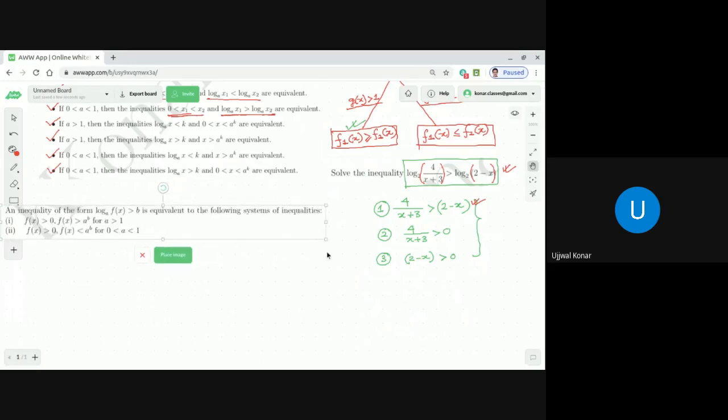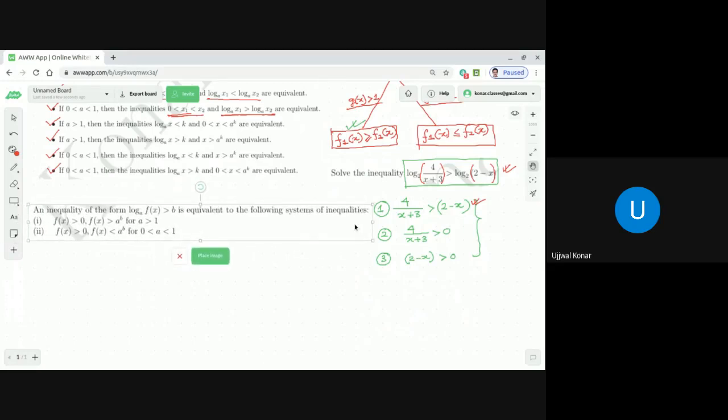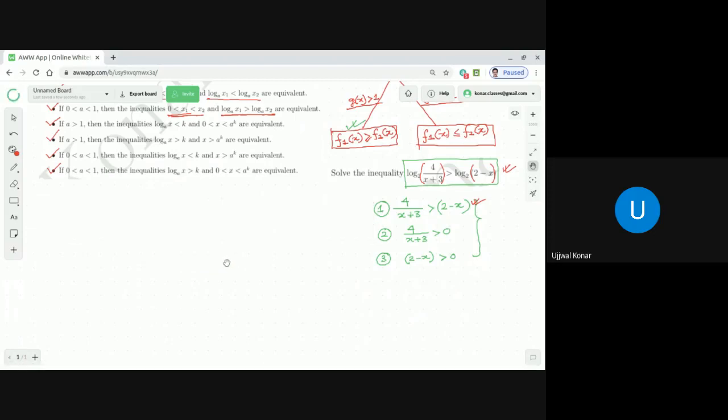As you see here, dear students, an inequality of the form log of f(x) base a greater than b is equivalent to the following system of inequalities. The first: f(x) greater than 0 and f(x) greater than a^b for a greater than 1, and f(x) greater than 0 and f(x) less than a^b for a between 0 and 1. By the way, f(x) greater than 0 is so obvious. Otherwise the log function is not defined.